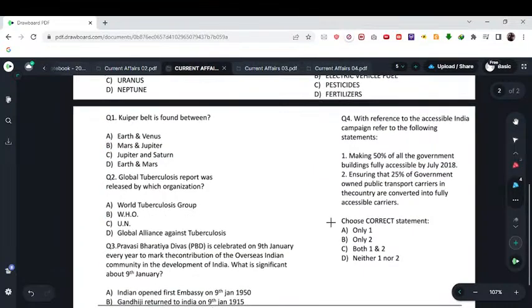Next set of questions. Kuiper belt is found between Mars and Jupiter. Next, Global Tuberculosis Report was released by which organization? This is by WHO.